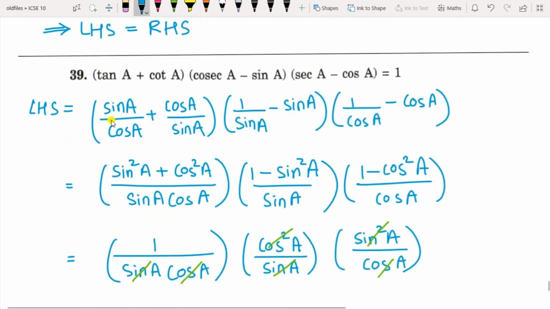Question 39. (Tan plus cot)(cosec minus sin)(sec minus cos). So in place of tan substitute sin upon cos, in place of cot it is cos upon sin, cosec is 1 upon sin and sec is 1 upon cos, right? Take the LCM of all the 3 brackets. For the first bracket, cos into sin, this will be sin square plus cos square A. This will be 1 minus sin square A upon sin A, and 1 minus cos square A upon cos A. Sin square A plus cos square A is 1. 1 minus sin square A is cos square A, and 1 minus cos square A is sin square A.